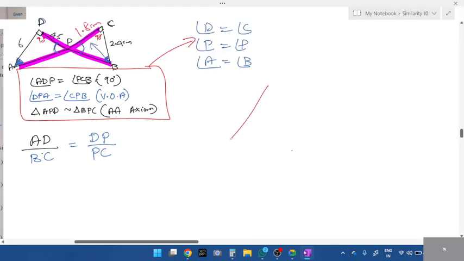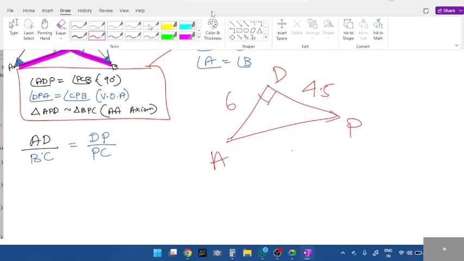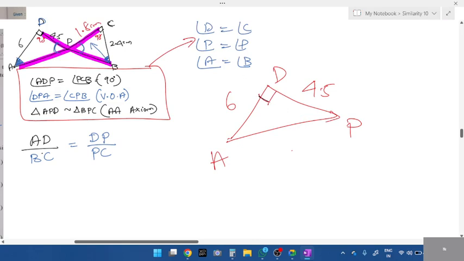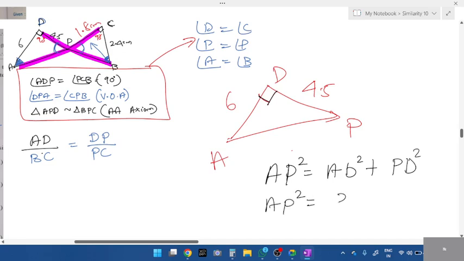Look at the first triangle, APD. 6 is given, 4.5 is given. How do you find AP, students? Which is the right angle here? Unmute the call and respond, all of you. Right angle is D. Apply Pythagoras theorem. AP square is equal to AD square plus PD square. What is AD square? 36.